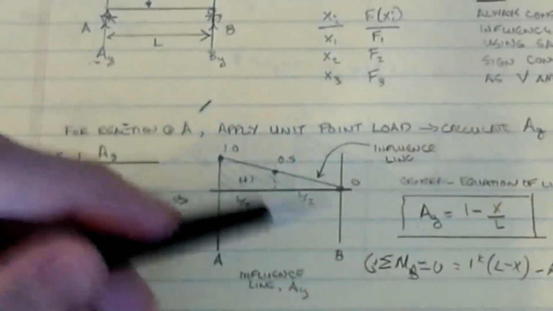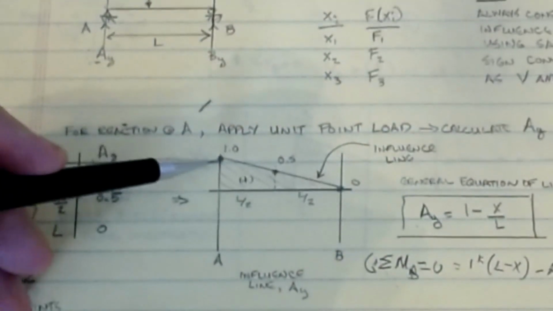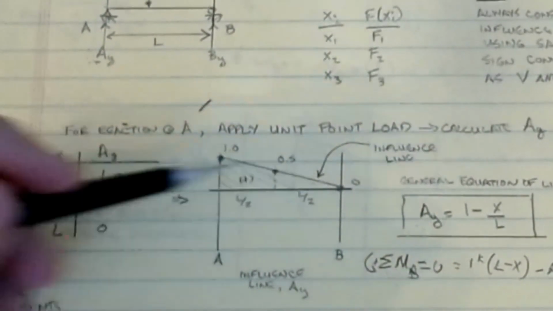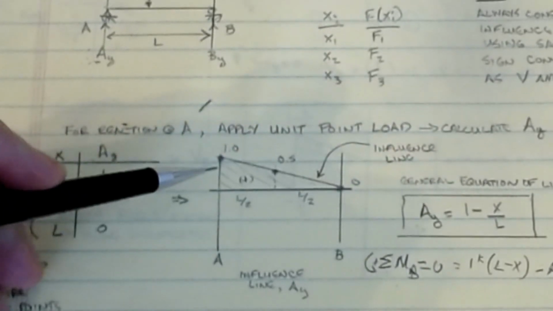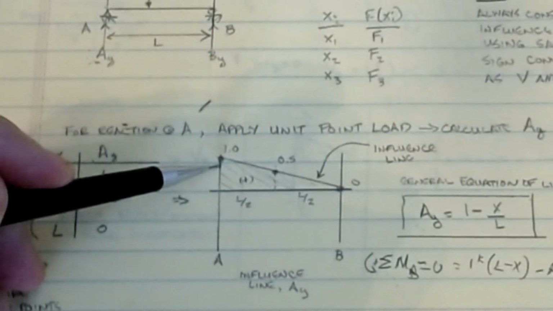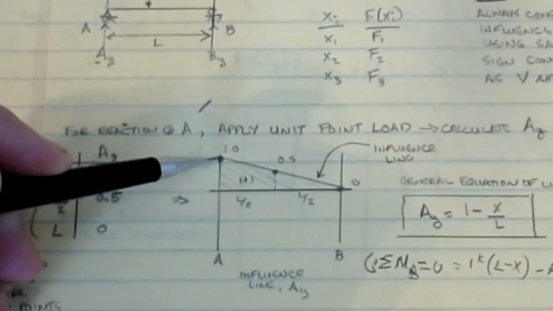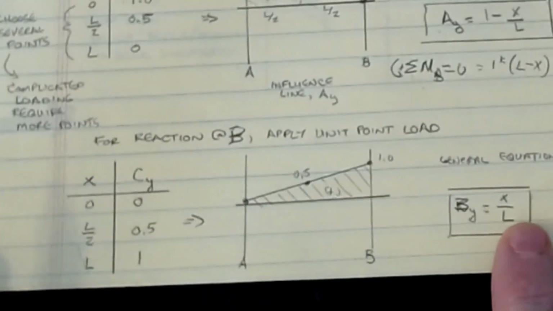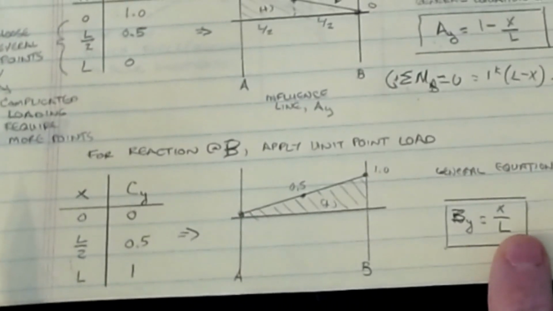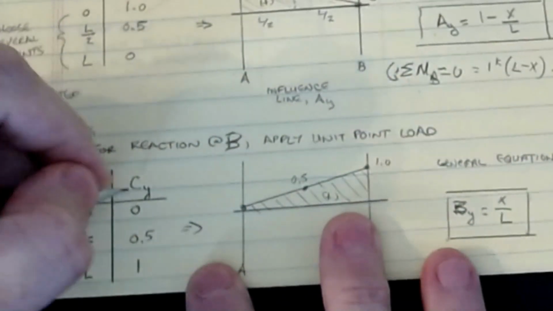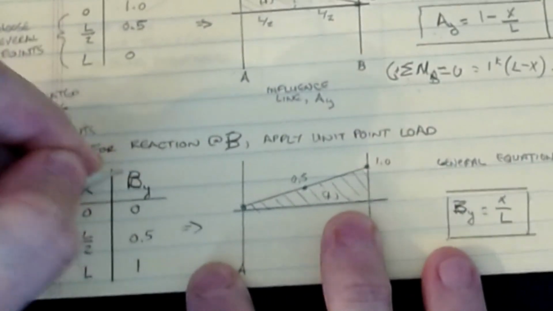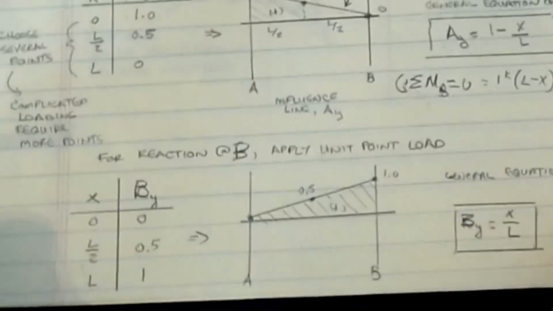And so when I do that, very quickly, you can see where the maximum is, assuming that we're able to interpolate the data correctly. So here 1.0 is the max. If I wanted the maximum reaction at A, I would put a point load located here. And you could go through and do the same thing for, say, our reaction at B. That should be a B, not a C.